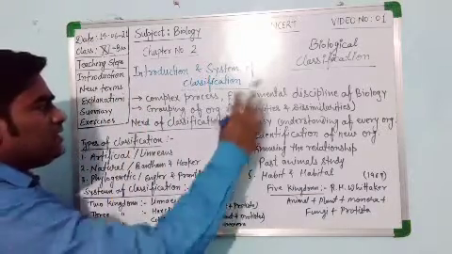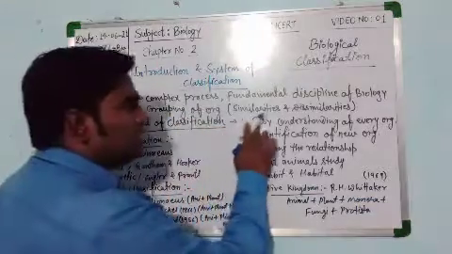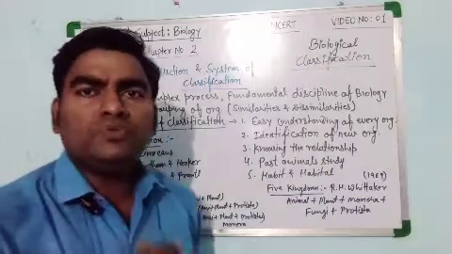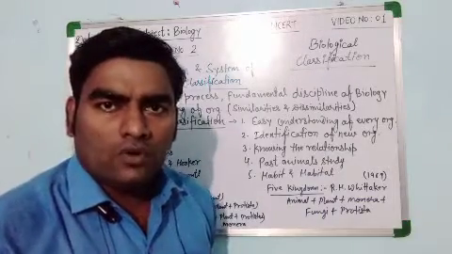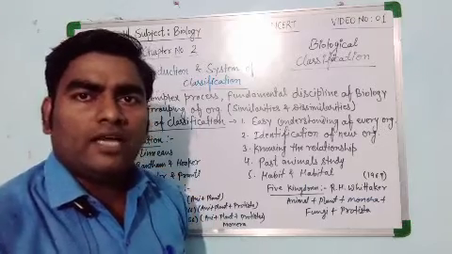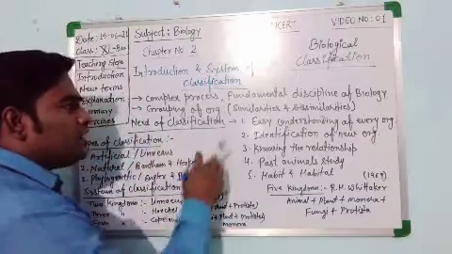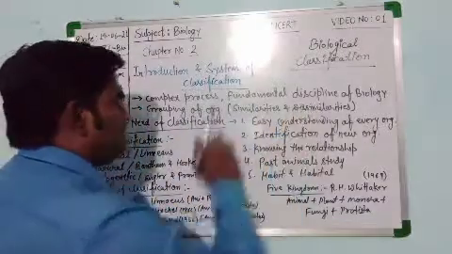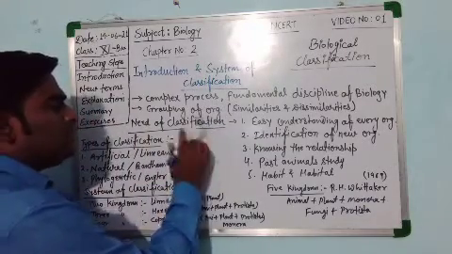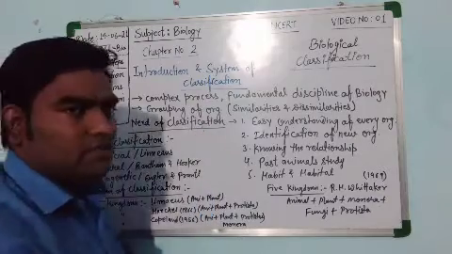Biological classification means grouping of organisms on the basis of their similarities and dissimilarities. So many organisms you see around in your habitat have different shapes and sizes, either plants or animals, and they have different similarities and dissimilarities. So what is the need of classification? This is the basic question: why do we classify organisms?